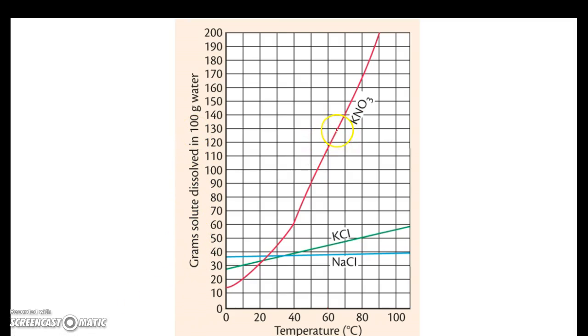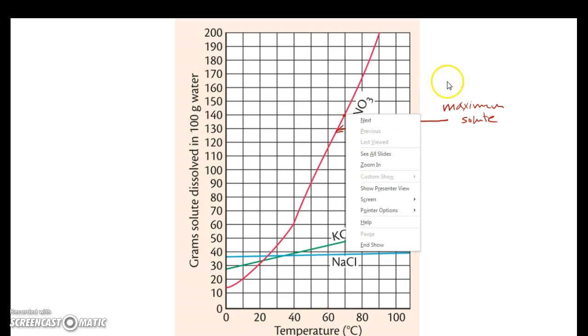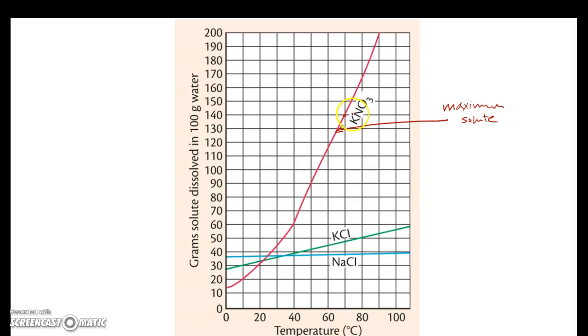Now, on the curve itself, this identifies the maximum amount of solute that can be dissolved. Okay, now let's say, for example, in this case right over here, we have 70 degrees, and at 70 degrees it looks like we have the maximum of 140 grams of potassium nitrate being able to be dissolved.